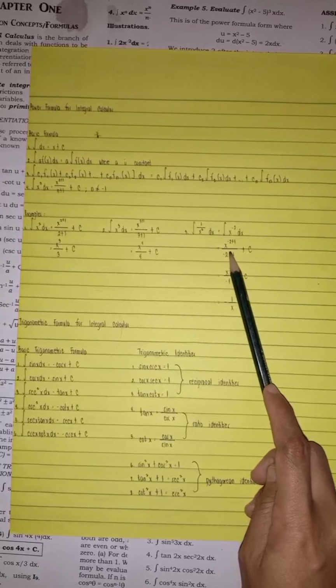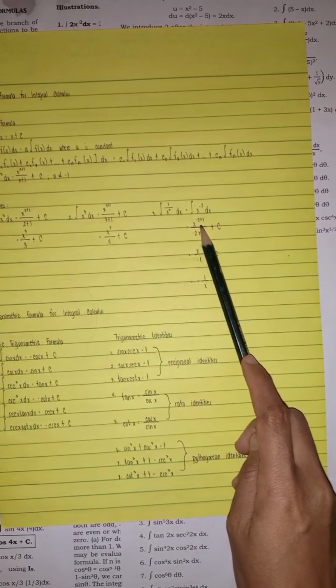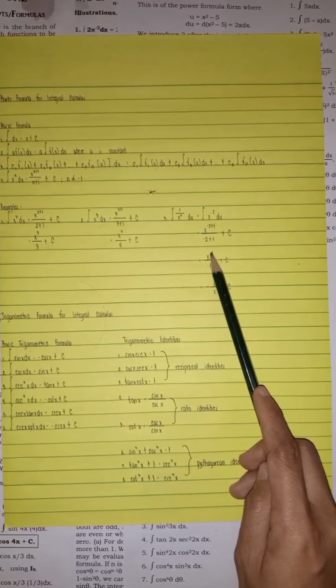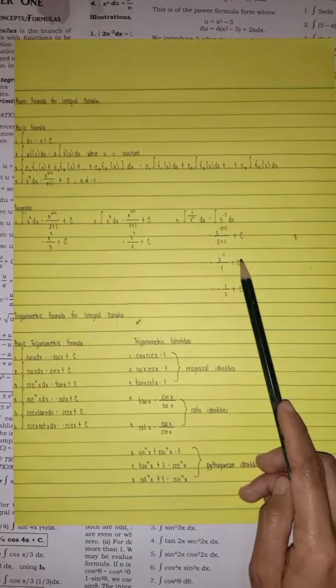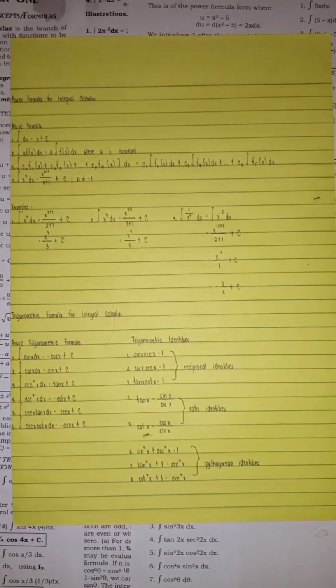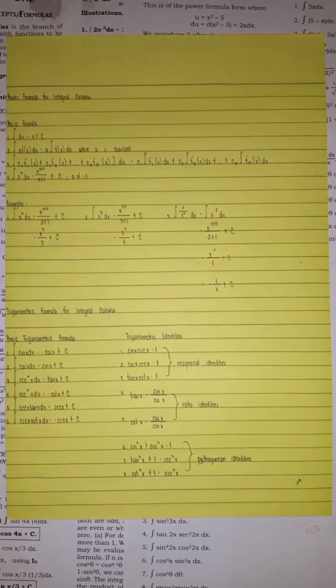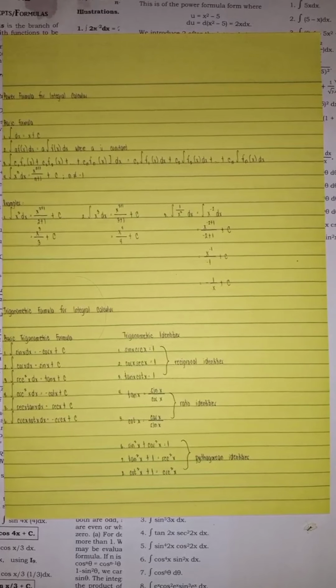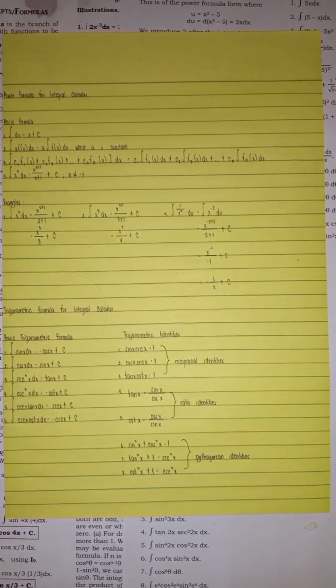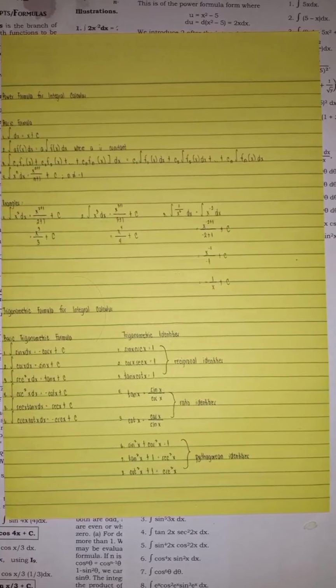Therefore, we have x raised to negative 2 plus 1 over negative 2 plus 1 plus c, which is equal to x raised to negative 1 over negative 1 plus c, or negative 1 over x plus c. Number 1. The integral of sine x dx is equal to negative cosine x plus c. Number 2. The integral of cosine x dx is equal to sine x plus c.